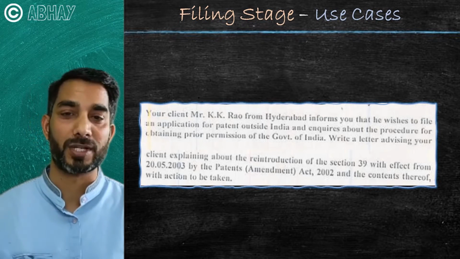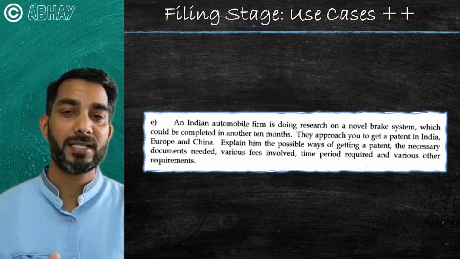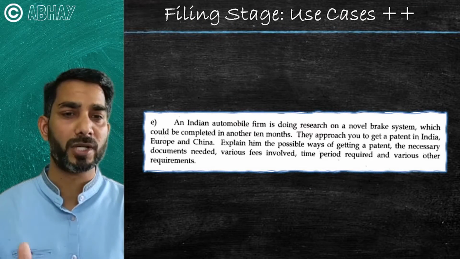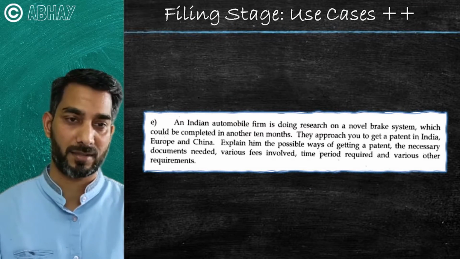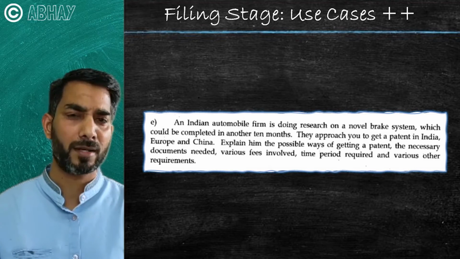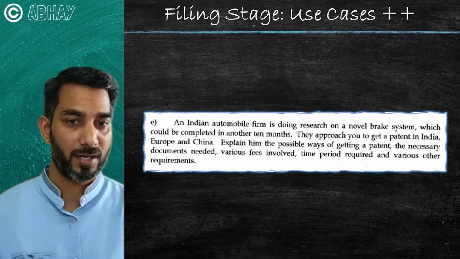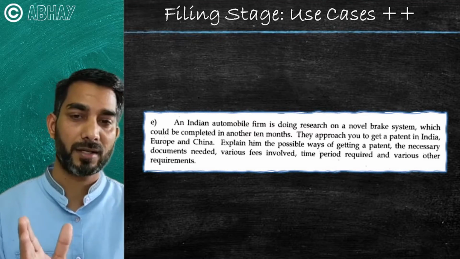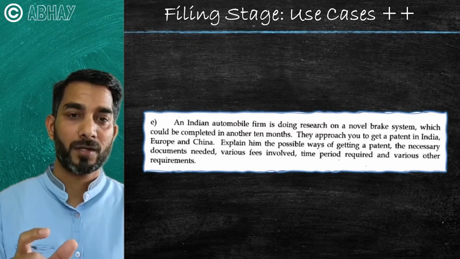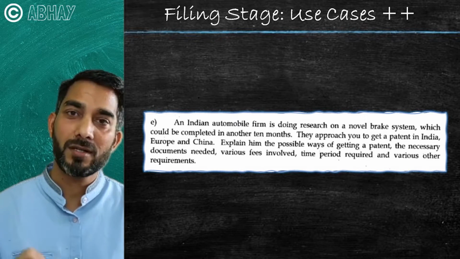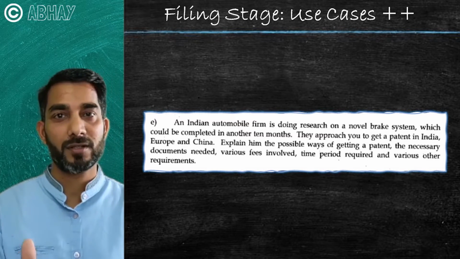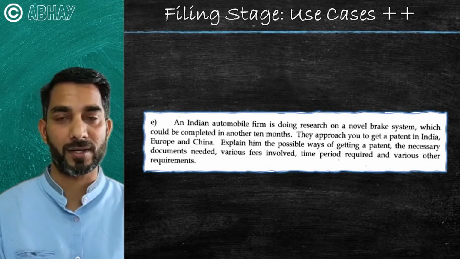Moving to the second use case. Now here in this case, an Indian automobile firm is doing research on a novel brake system, which could be completed in another 10 months. They approach you to get a patent in India, Europe and China. So what is the objective of this question? Of course, to file an application in India, Europe and China.